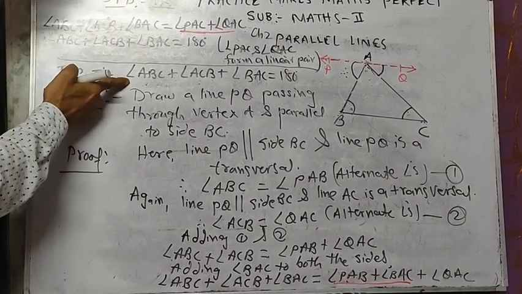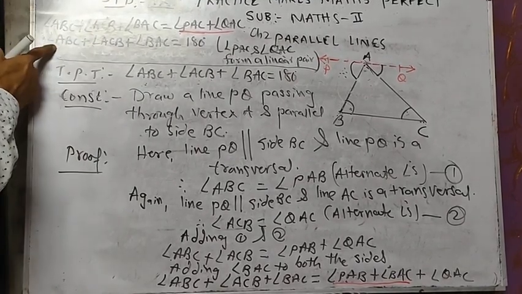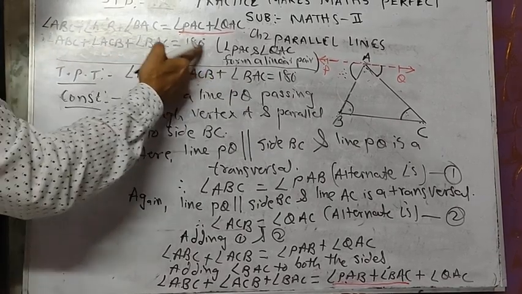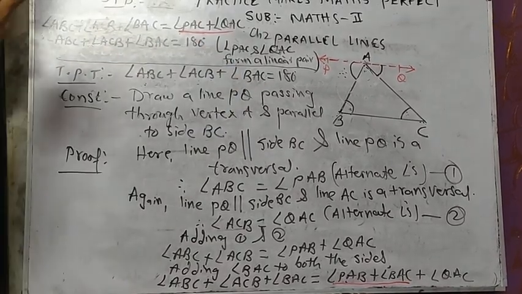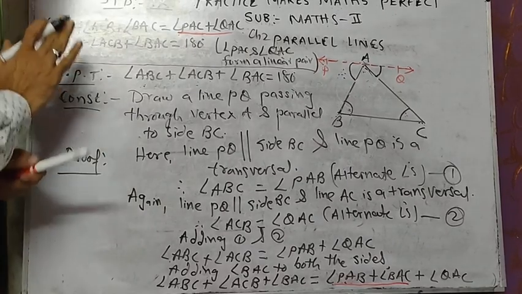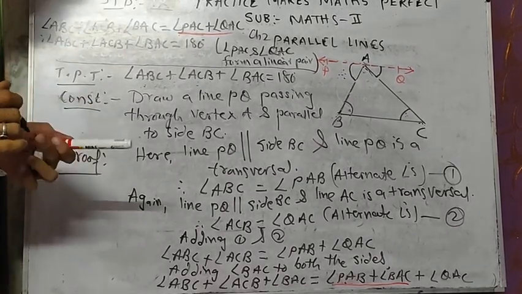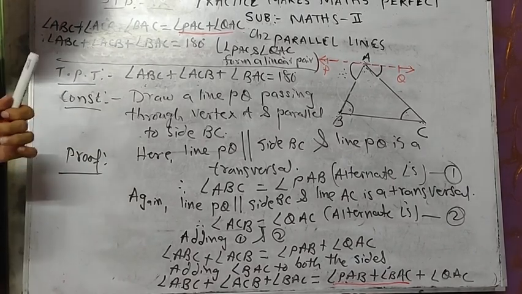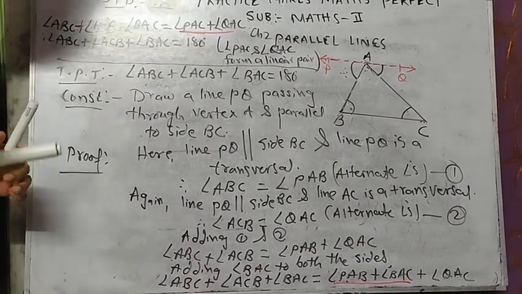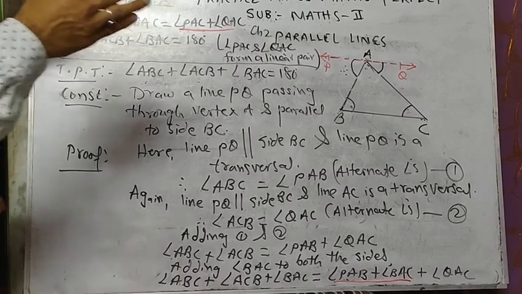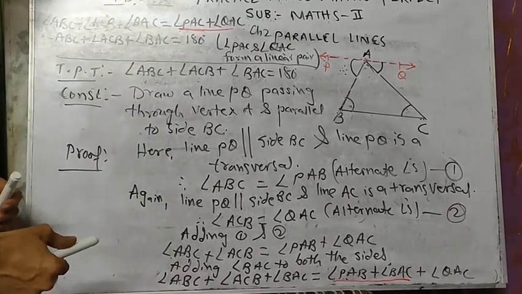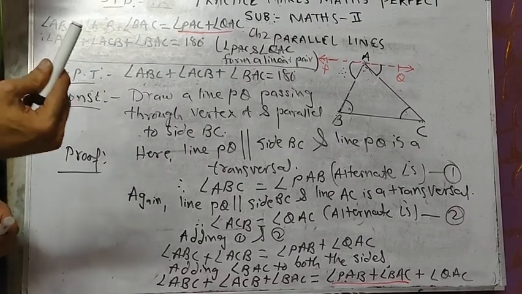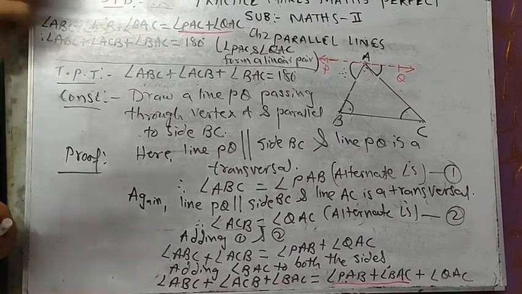See, ABC, ACB, BAC equal to 180 degrees. So this is how we have completed this theorem. It is a very easy theorem. It is given on page number 18, but still I have solved it for you. This solving work will make it simple and very easy to solve again.